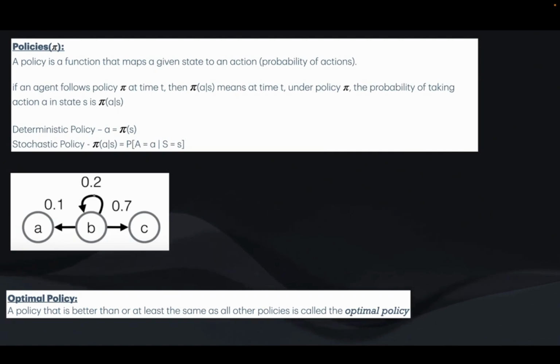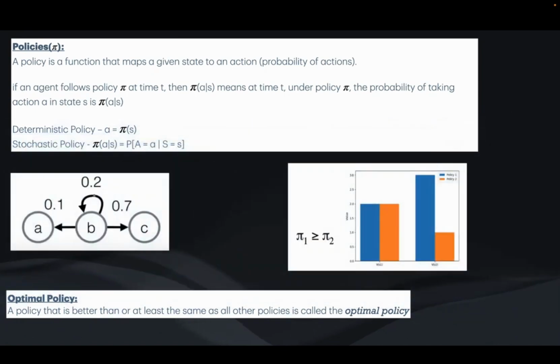So in all of this reinforcement learning we are talking about, the main objective is to find the optimal policy. What is an optimal policy? A policy that is better than or at least the same as all other policies is called the optimal policy. So if we have two policies, pi 1 and pi 2, and two states, s1 and s2, and we know the value functions for each of these states under the different policies, policy 1 and policy 2.